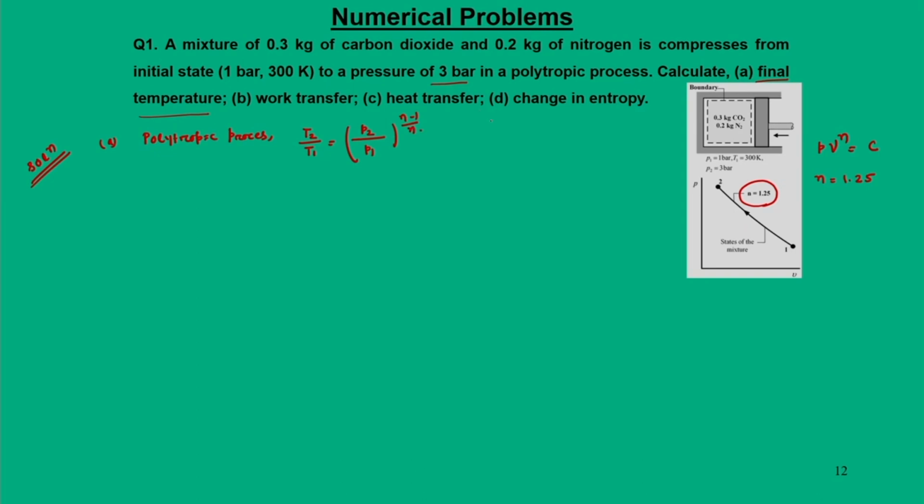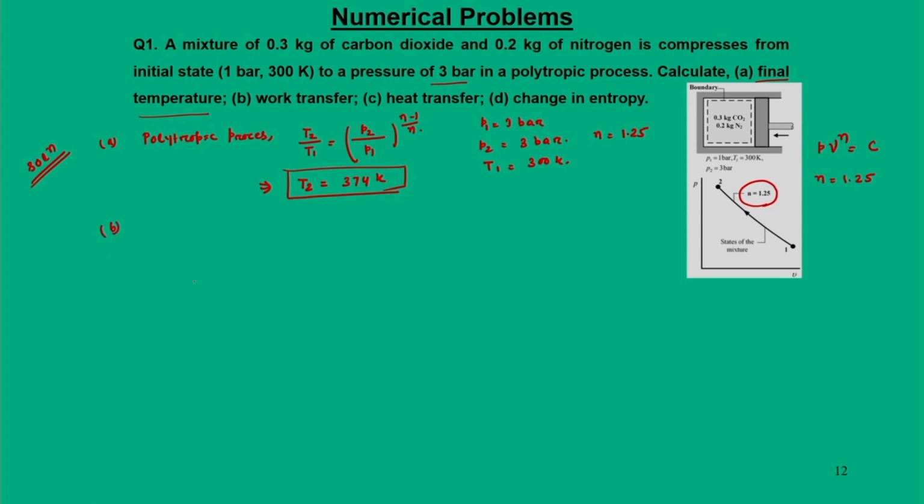We are given P1 1 bar, P2 3 bar, T1 300 Kelvin, n 1.25. So, by inserting these numbers we get T2 is 374 Kelvin. So, we get the final temperature as 374 Kelvin.